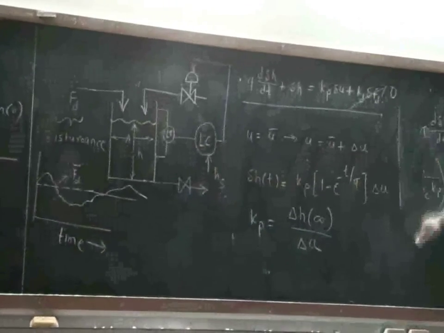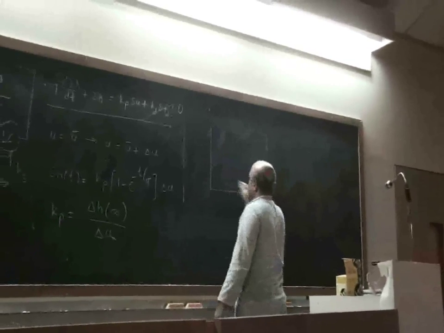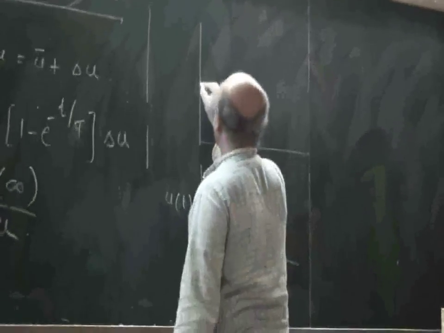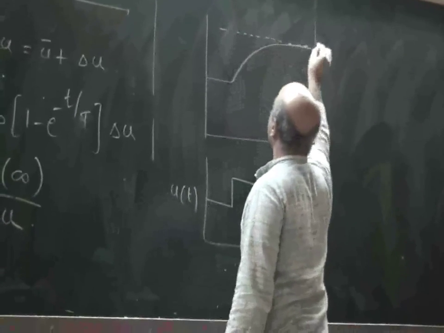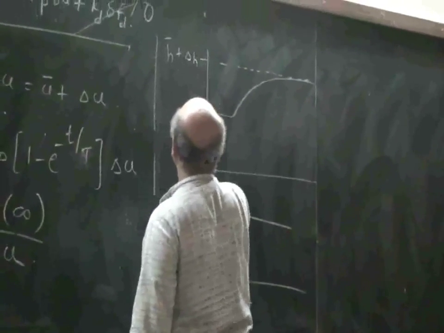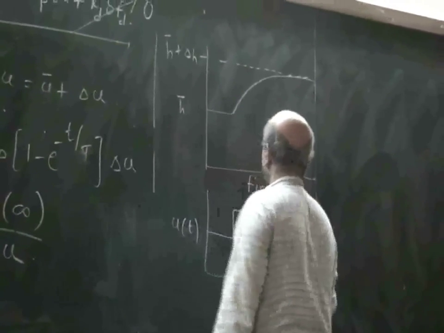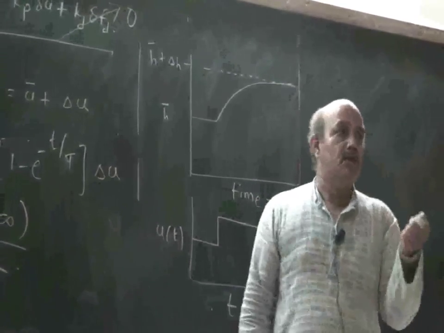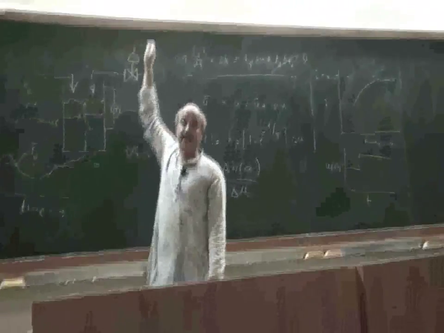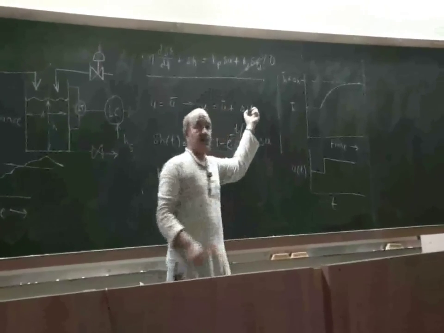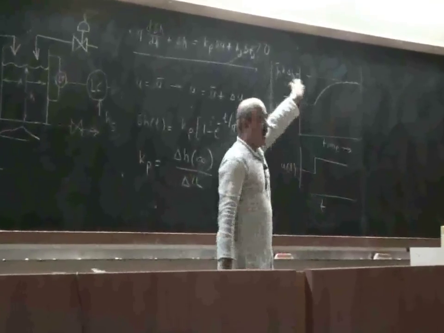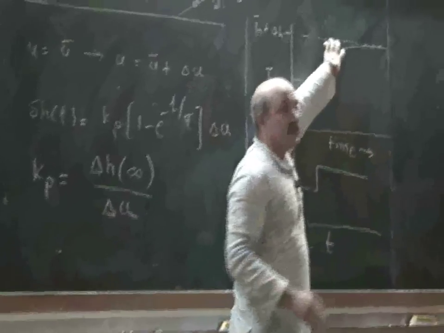When I give a step change in the level, see my U, so this is when I give a step change. I'm going to do an experiment in which I introduce a step change here. There is no controller. I just open this valve, say from 50% to 60%. So this is my change. I record the height versus time diagram. My gain is simply the ratio of this final level difference by the change in U.